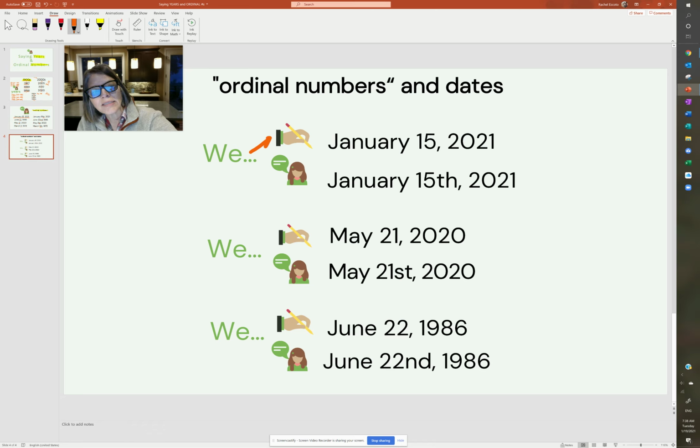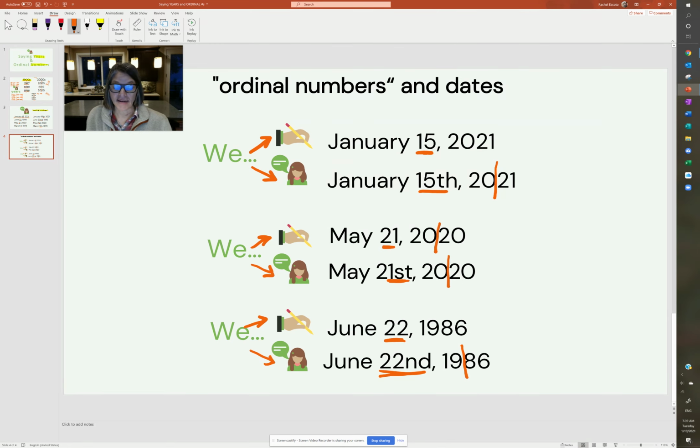So we write January 15. We say January 15th, 2021. We write May 21, 2020. We say May 21st, 2020. We write June 22, 1986, and we say June 22nd, 1986.